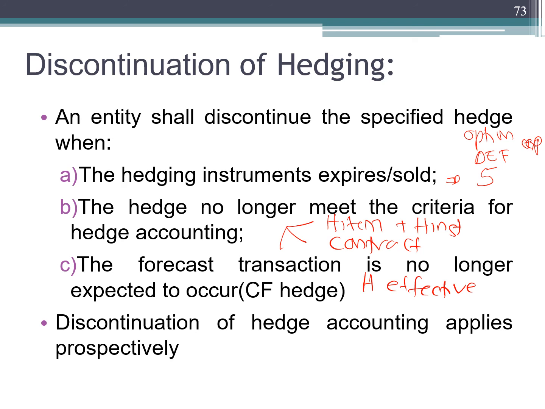The forecast transaction is no longer expected to occur. So this one is for the cash flow hedging; we cannot forecast the cash flow. Discontinuation of hedging applies prospectively, which means it only affects the current year.